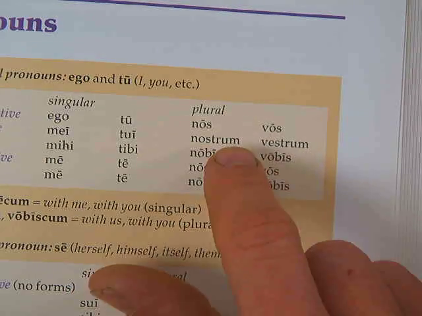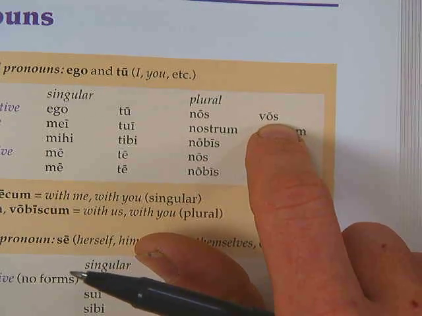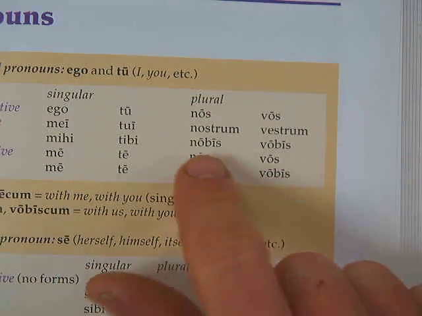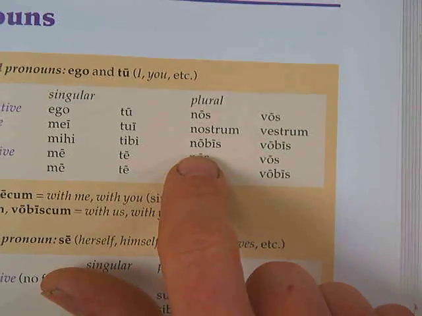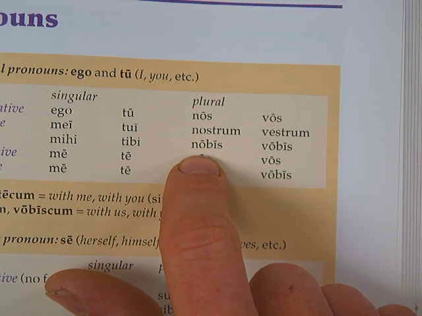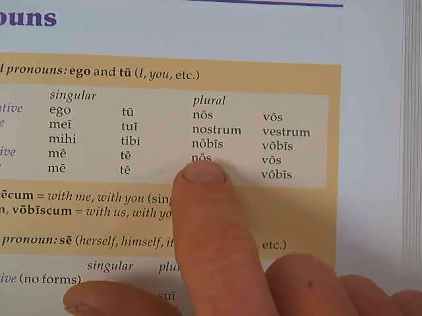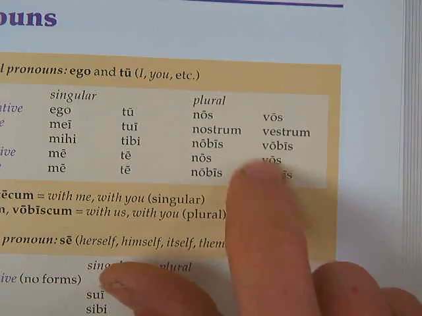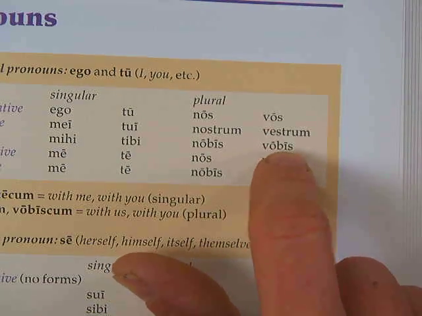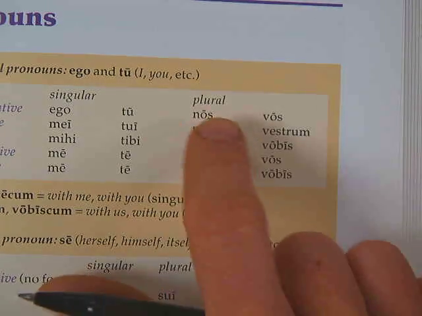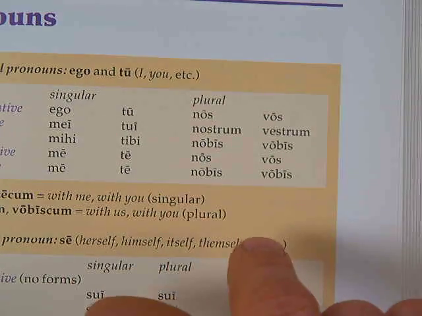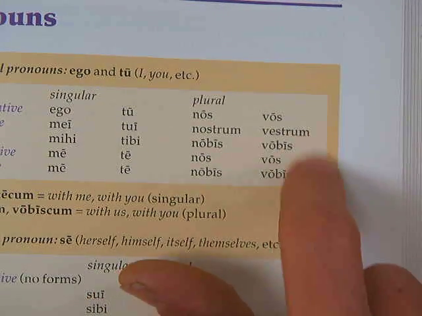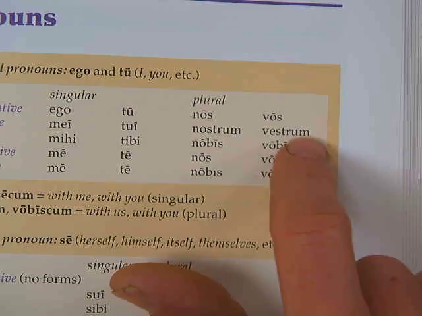For plural, nos means we, of course, and vos means you, plural, you all. And then nostrum and vestrum, that's like ours, and yours. Nobis, to us, so da nobis, give to us. There's a famous song, dona nobis pacem, give to us peace. Vobis, give to you, to you. Nos and vos are the same as the nominatives, good thing to note, and nobis and vobis, ablative. Notice they're the same also.